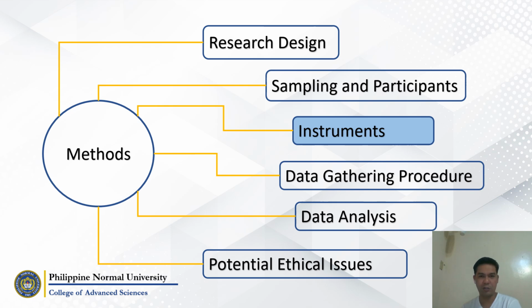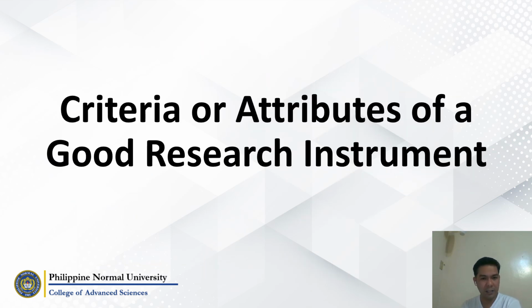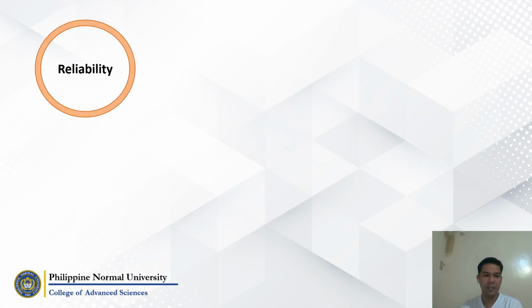Very important in the instrument usually is its development, which we are going to discuss in a separate discussion. And aside from developing your instrument, you are also going to look into its validity and reliability. And somehow that will be our focus for this discussion. So, what are the criteria or attributes of a good research instrument? Of course, the first one is it should be reliable.